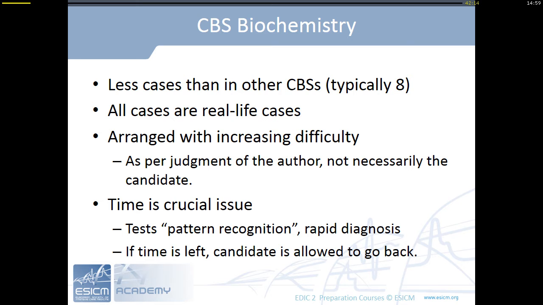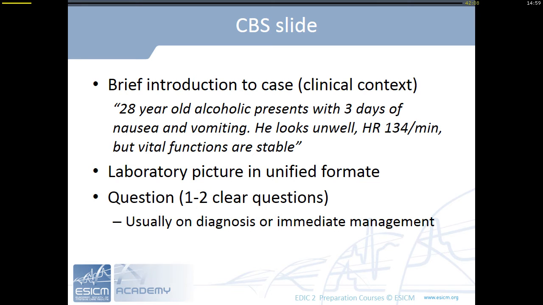Also, it's pattern recognition, so probably 90 seconds is enough, but not really long enough to make complicated calculations. I will come to this. The vignette is of crucial importance, so you, as with any CBAs, will be given a brief introduction to the case, and then a laboratory picture, or the blood results in a unified format. And there are usually 1 or 2 questions which can be either on diagnosis or even more often on the management of the case.